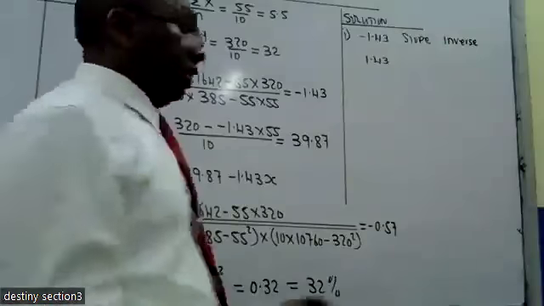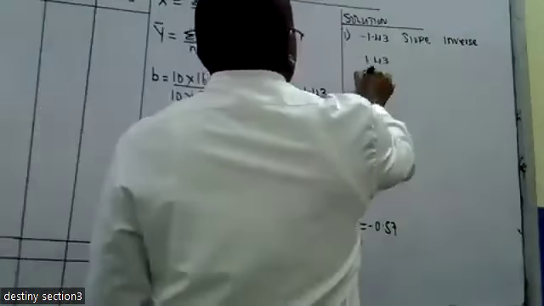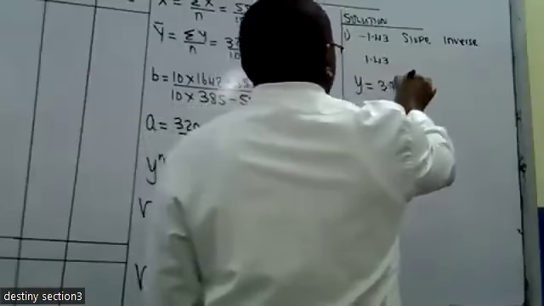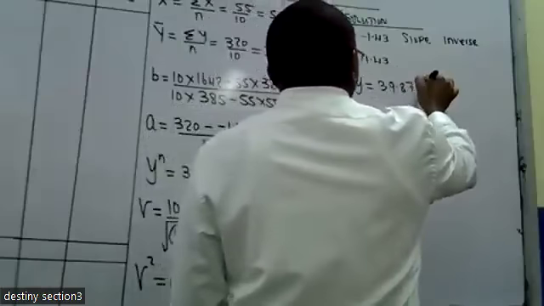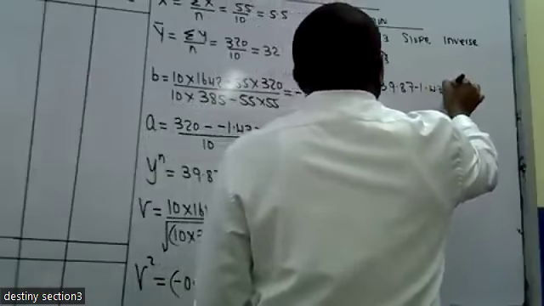The relationship is expressed as y equals 39.87 minus 1.43x.